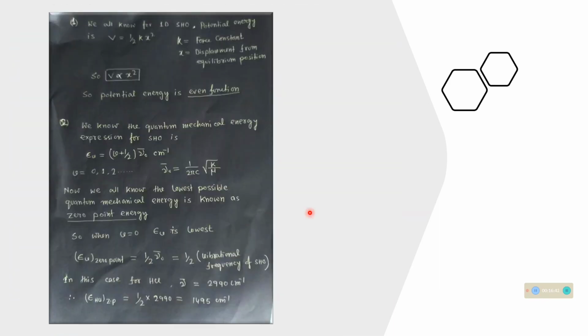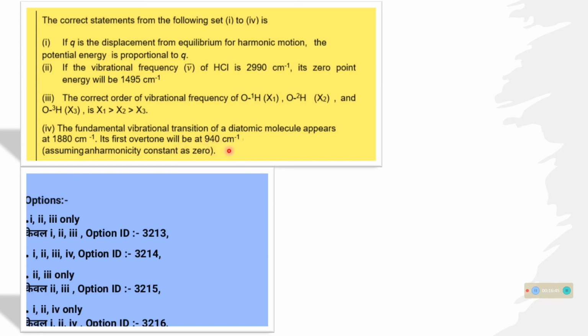But in the given question, it was given as half of the fundamental vibration. The first overtone should be double the fundamental vibration, but in the question it was given as half, so option 4 is also wrong. Among these four statements, statement 2 and statement 3 are correct, and statement 1 and statement 4 are wrong. So option C is correct, statements 2 and 3 only.